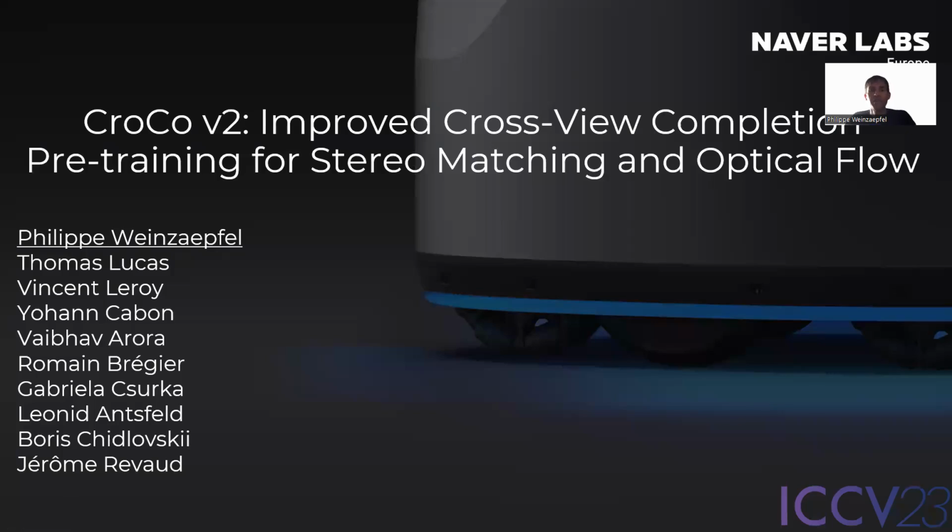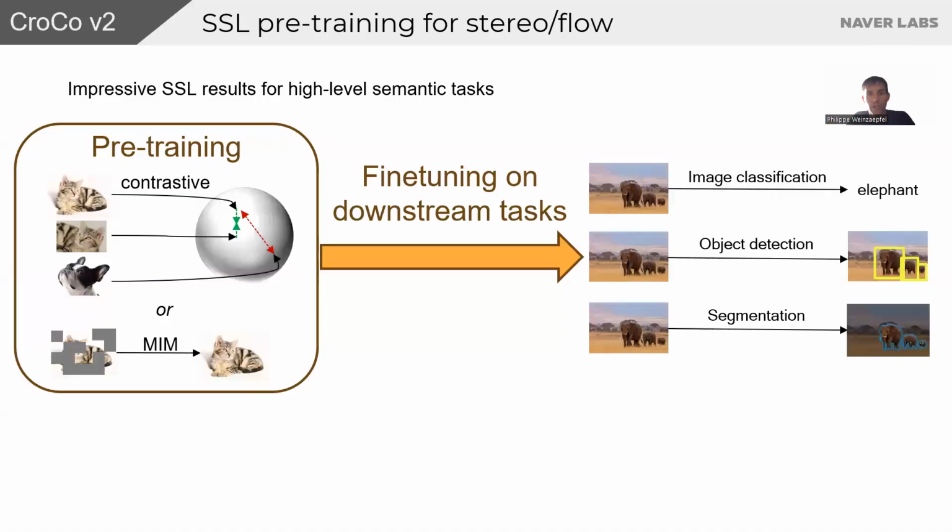Hi, it's my pleasure to present CroCo v2, the work that we did at Naver Labs Europe on improving cross-view completion pre-training towards state-of-the-art performance on stereo matching and optical flow. Self-supervised learning, such as contrastive learning or masked image modeling, has proven successful in many high-level semantic tasks like image classification, object detection, or semantic segmentation.